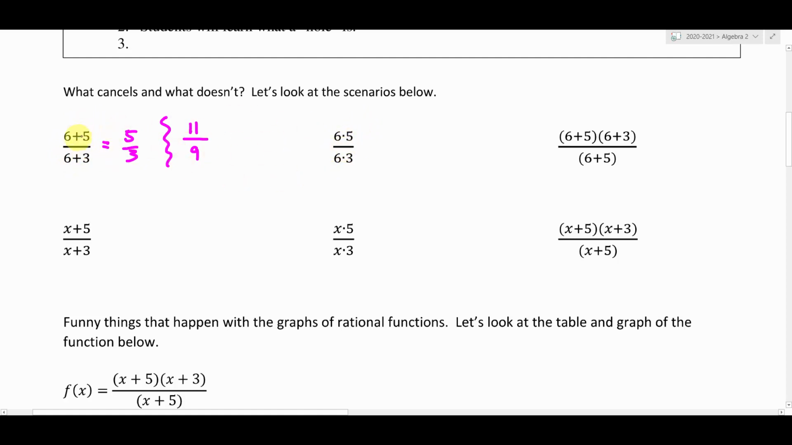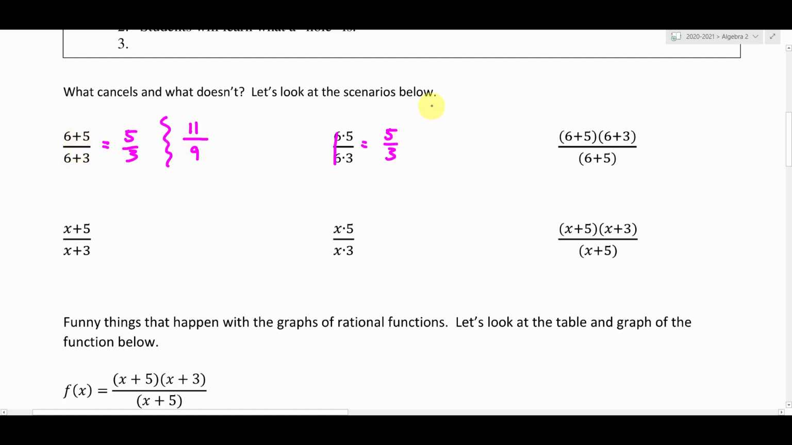All right, now if I come over here, you'll notice it looks very much the same. The only difference here is I changed the plus signs to multiplication signs. So now the 6 and the 5, those are factors because they are being multiplied. The 6 and the 3, those are factors because they are being multiplied. And if I look in the top, I have a 6. And if I look in the bottom, I also have a 6. So in this case, the 6's would cancel, and we would get 5 thirds. Okay, so that is the big difference there, is that we're multiplying here, we're adding here.